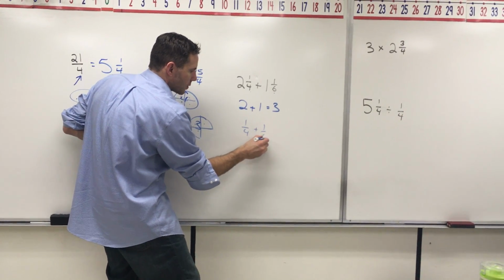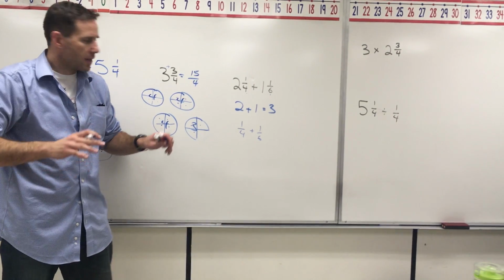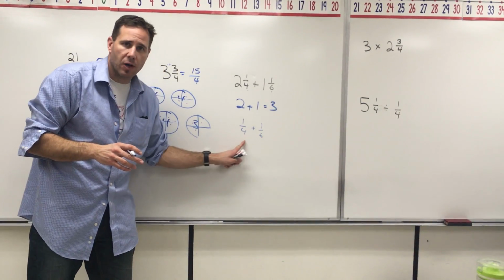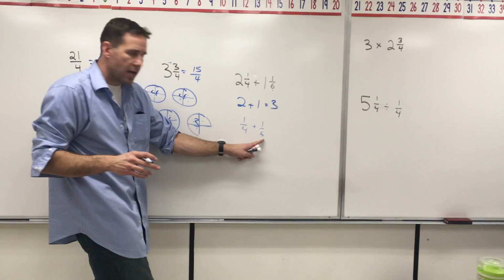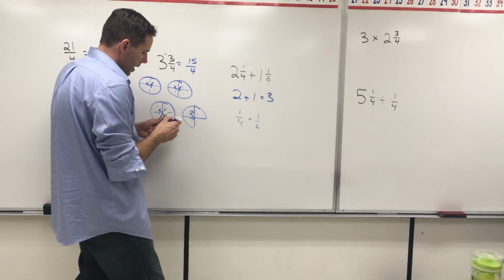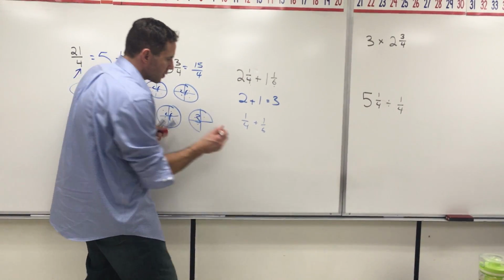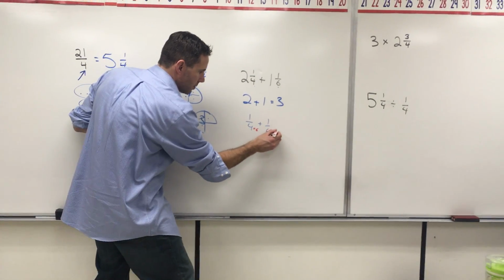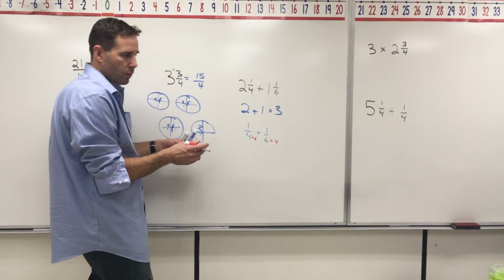1/4 plus 1/6. You cannot add these because they do not have the same denominator. The denominators are not the same. You need to change that. There's a couple different ways. Some students will do this, times 6 times 4, because they know 24 will work.